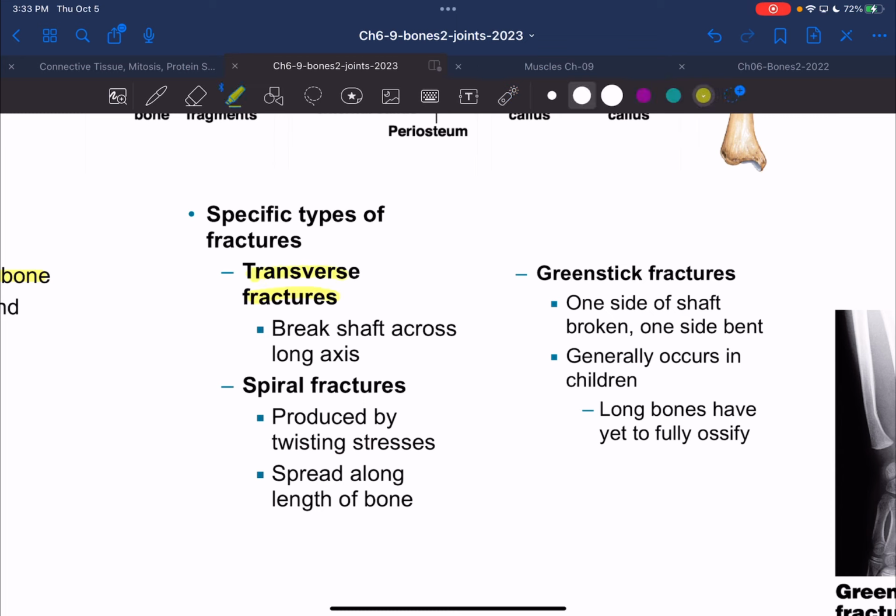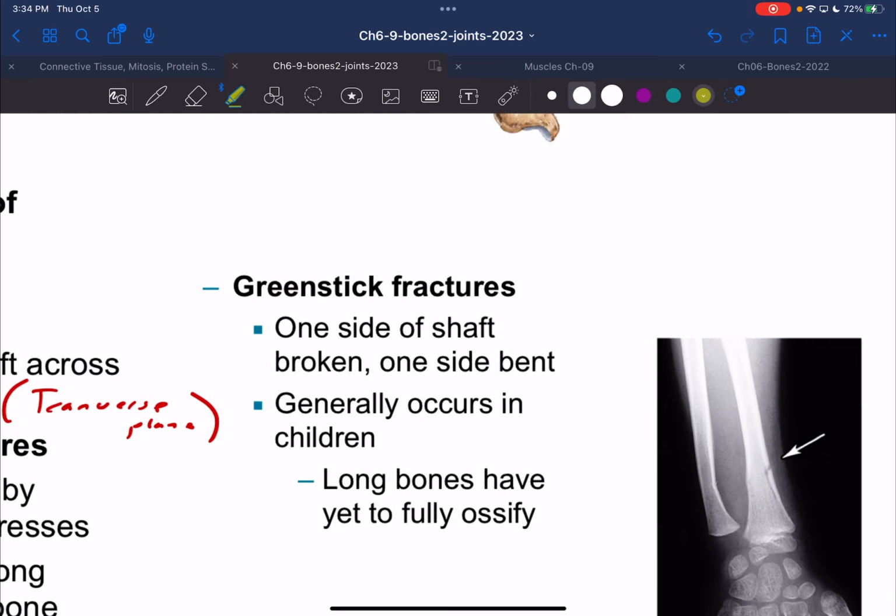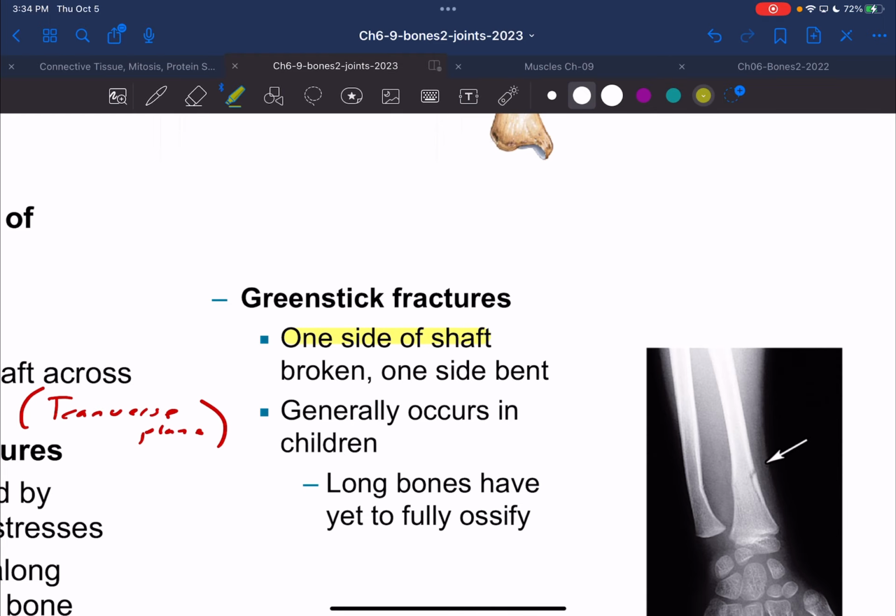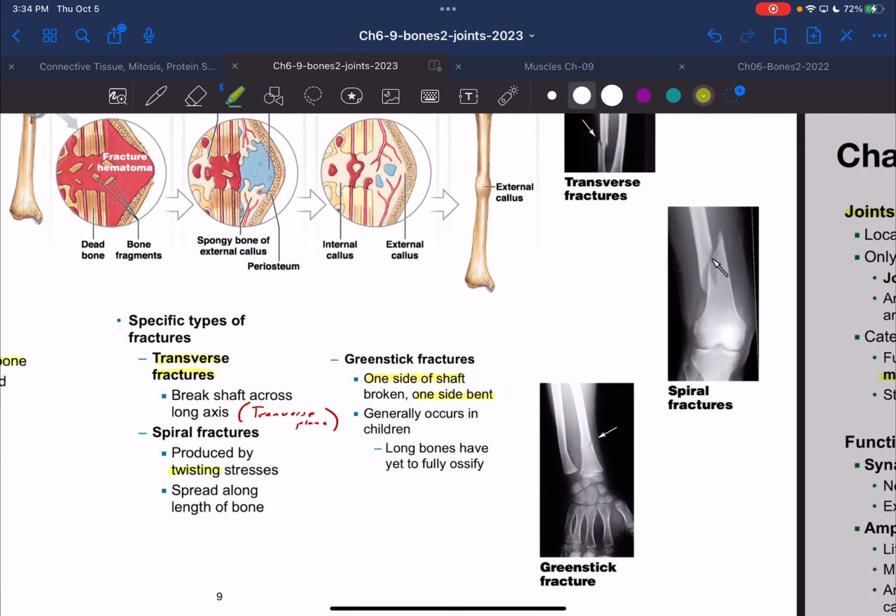Look at clues, right, along a transverse axis. I'm going to be nice here. Transverse plane. You just have to be able to match it with the clue. Transverse plane, transverse fracture; spiral, twisting is our clue. And green stick, one side broken, one side bent. Those are the clues I need you to know for these three.